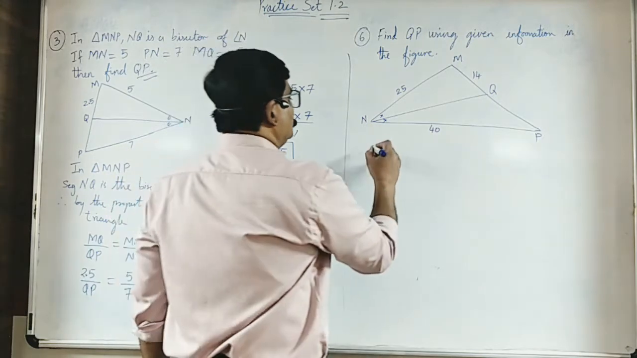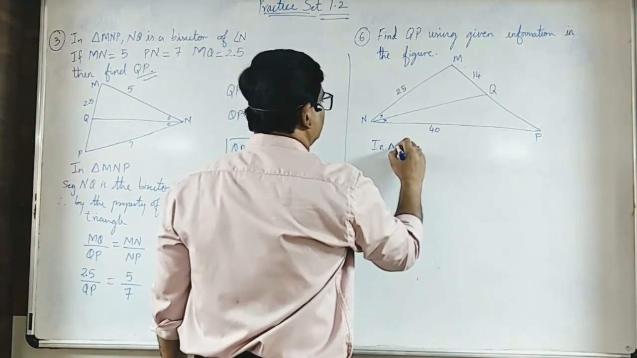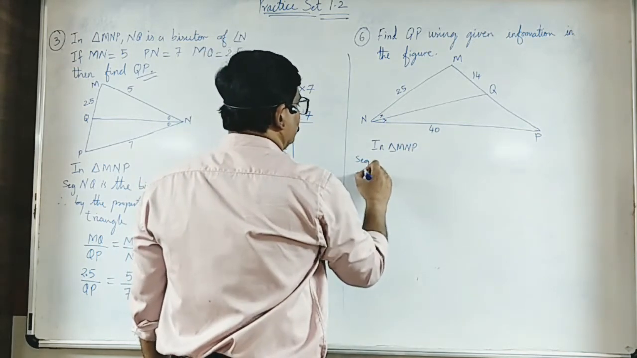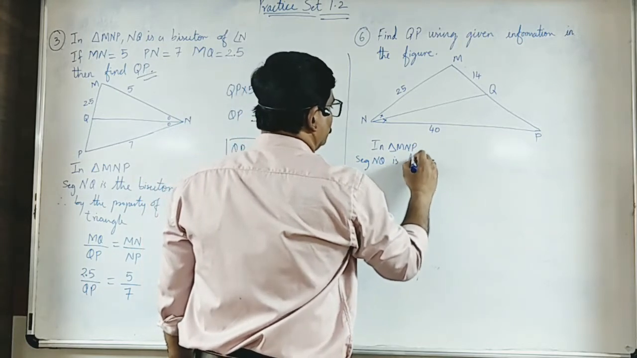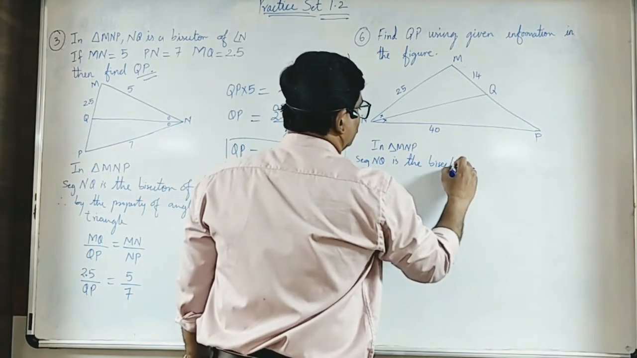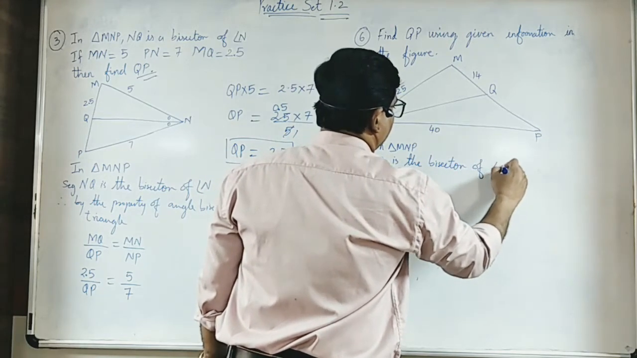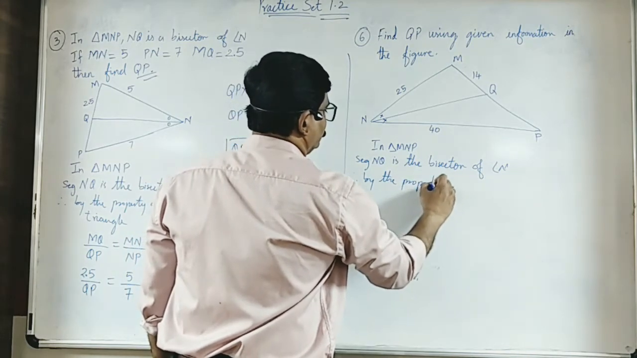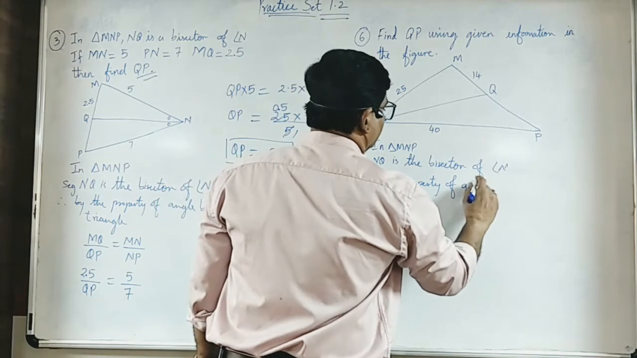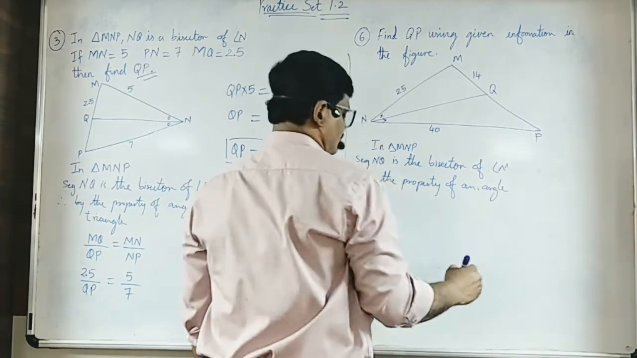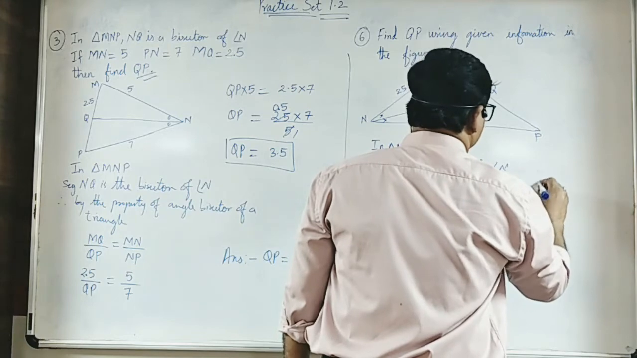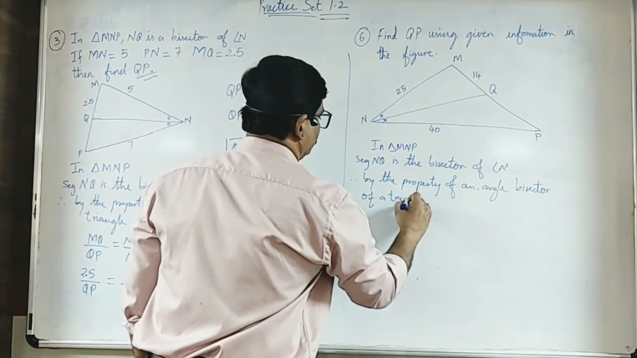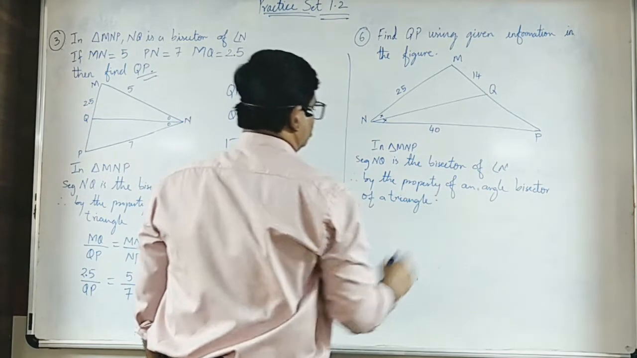Again I'll write in triangle MNP, seg NQ is the bisector of angle N. Therefore, by the property of angle bisector of a triangle. Now we got it.